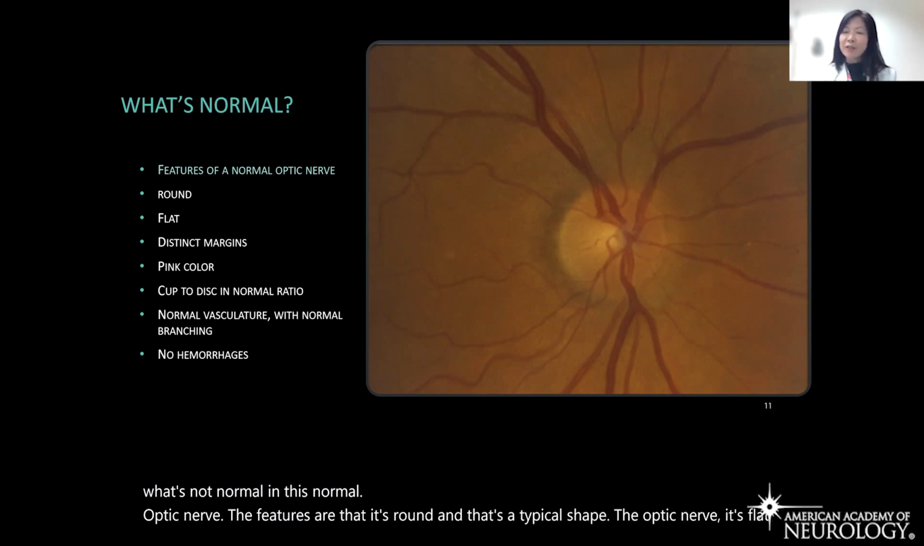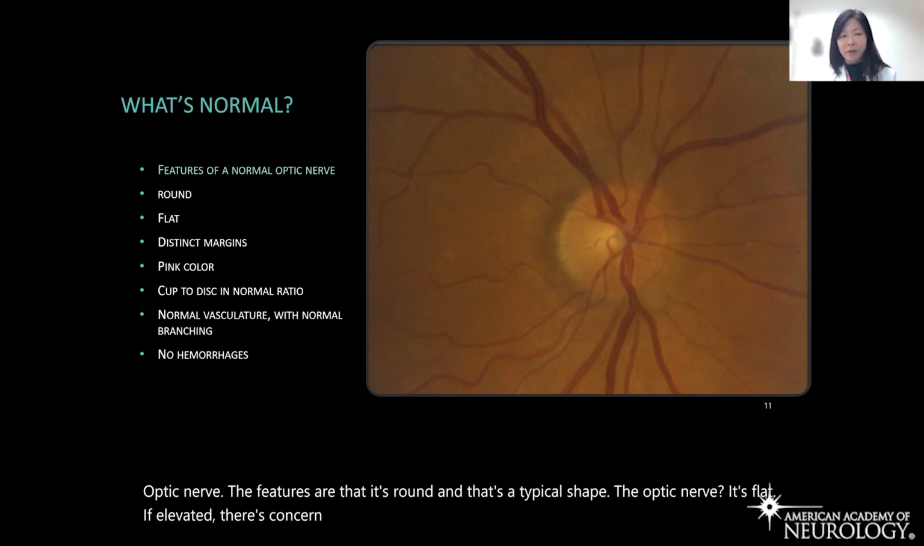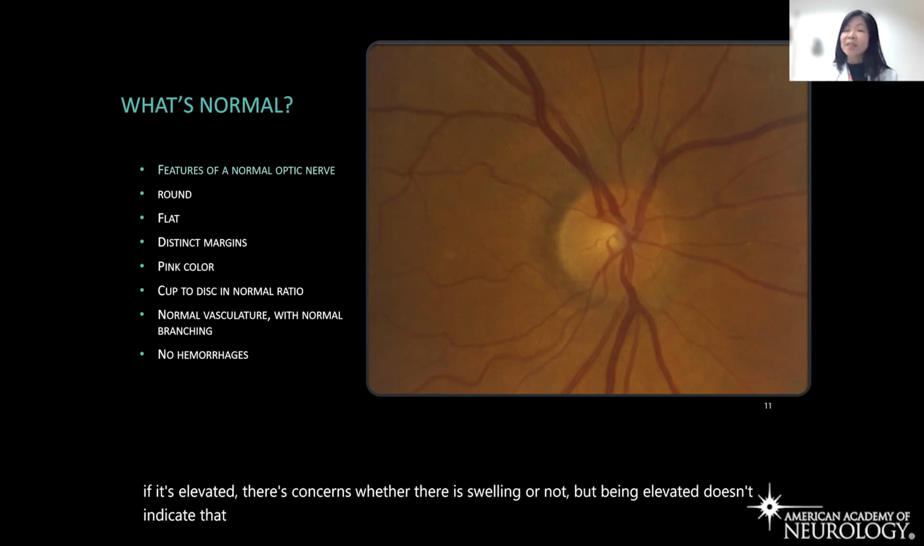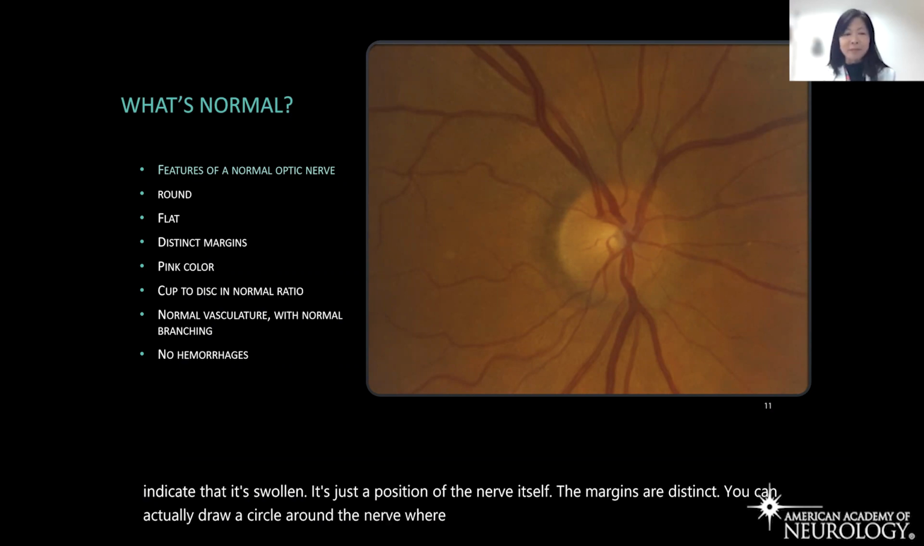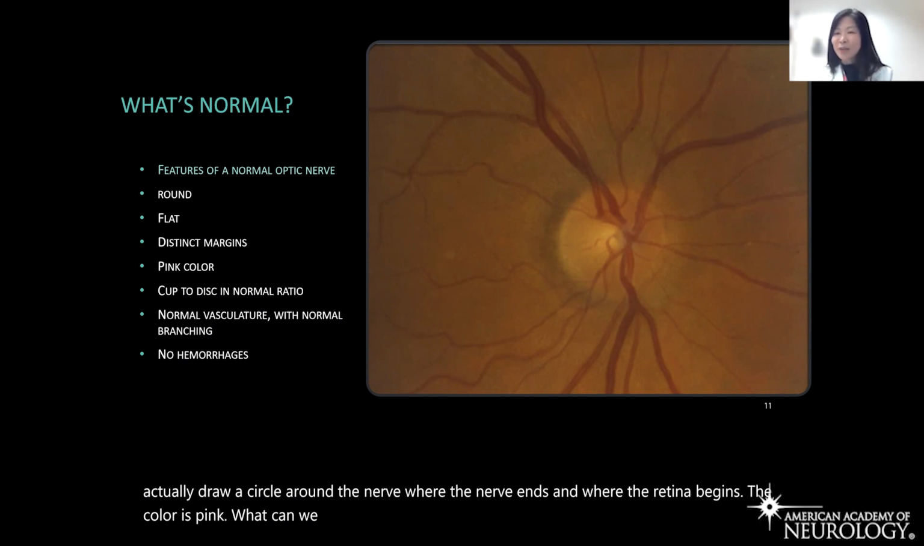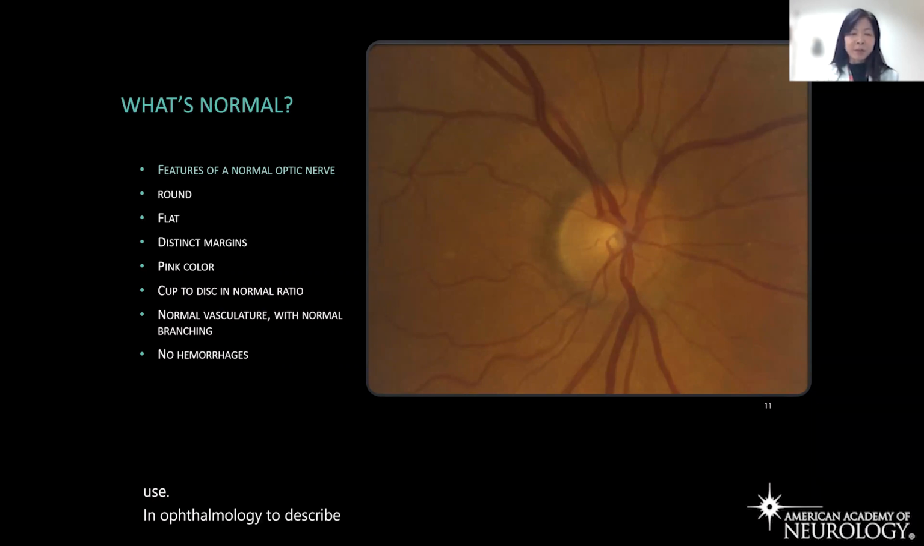If it's elevated, there's concern whether there's swelling or not. But being elevated doesn't indicate that it's swollen. It's just a position of the nerve itself. The margins are distinct. You can actually draw a circle around the nerve where the nerve ends and where the retina begins. The color is pink. We call it pink. It's the closest color we can identify, and it's what we use in ophthalmology to describe the color of the optic nerve.